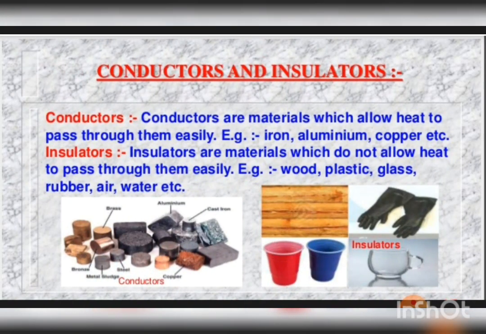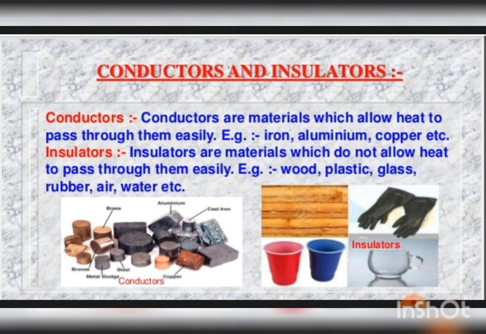Conductors and insulators. Conductors. What are conductors? Conductors are the materials which allow heat to pass through them easily. Examples: iron, aluminium, copper. These are the materials which allow heat to pass through them. They are called conductors. That's why all the utensils are made up of conductors. They pass the heat easily through them.